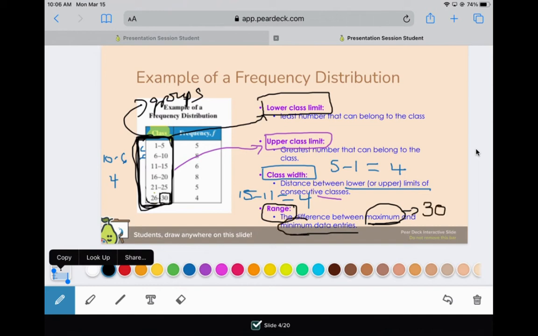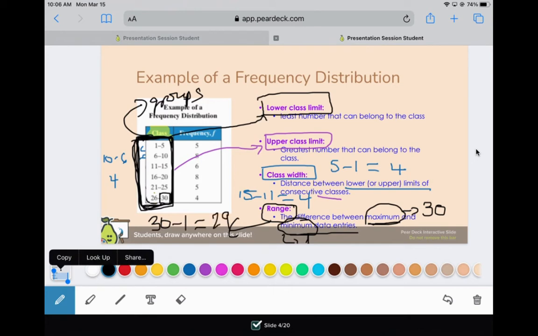The minimum is the lowest value. So let's go back. That is correct, 30 is the highest. So what is the lowest value if you still look at the same column? What is the lowest, which is 1? Good. So to find the range, I'm taking 30 minus 1, which gives me 29. So that is the range.